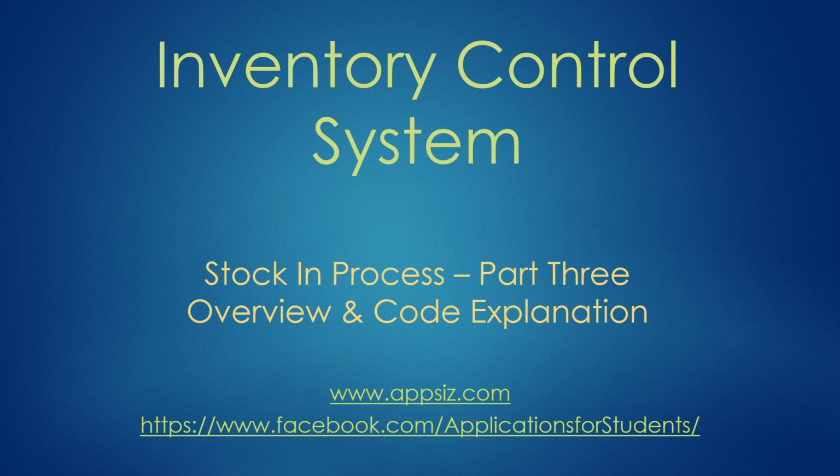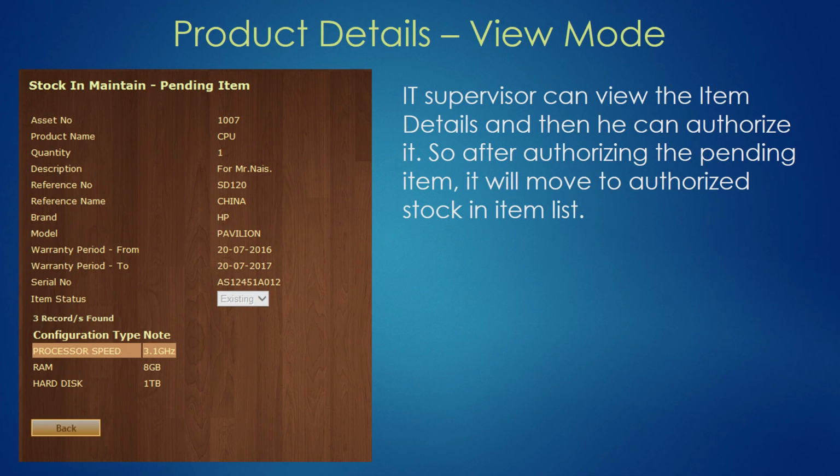This is the stock in process part 3. In this demonstration we are going to show you how the product view mode and search mode is working. Okay, let's see the product details view mode web page. This is the product details view mode web page. IT supervisor can view the item details and then he can authorize it. So after authorizing the pending item, it will move to the authorized stock in items list.